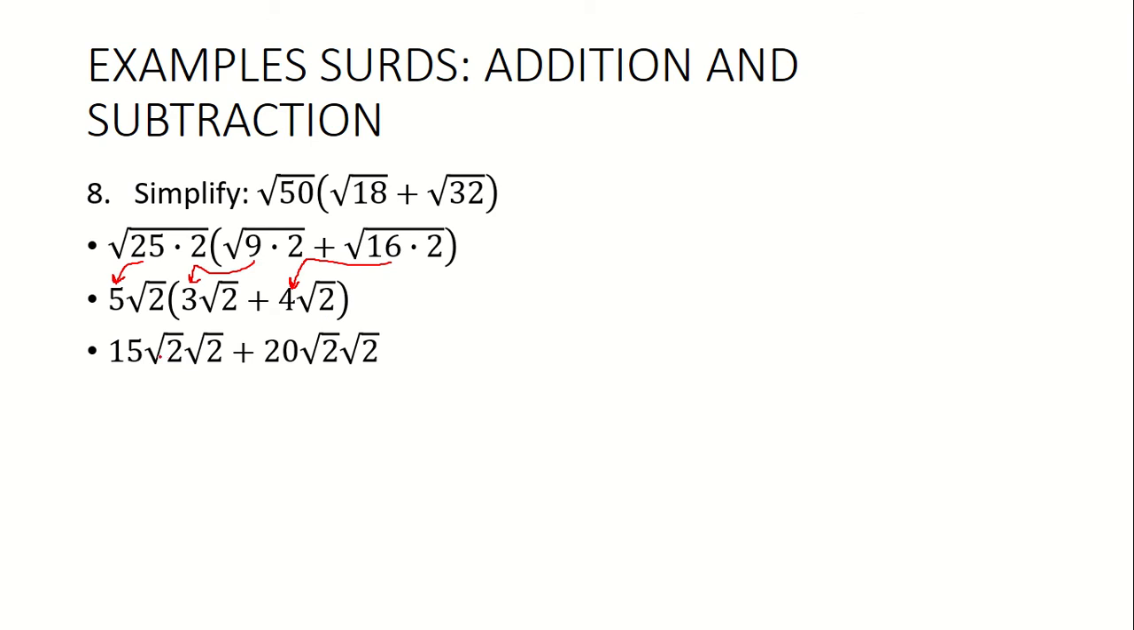And obviously, I said if you're multiplying the same roots, you just cancel out the roots and you keep whatever number you have or variable. In this case, I'll have 15 times 2 and 20 times 2. 15 times 2 is 30, 20 times 2 is 40, and that will give you 70.